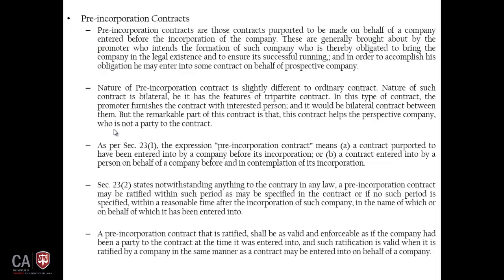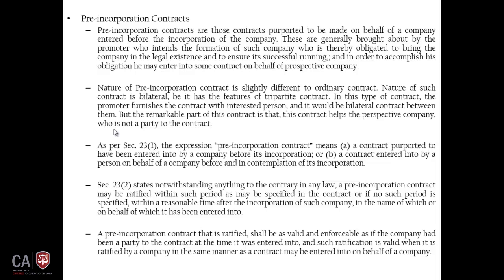Pre-incorporation contracts are those contracts purported to be made on behalf of a company, entered into before the incorporation of the company. These are generally brought about by the promoter who intends the formation of such company, who is thereby obligated to bring the company into legal existence and to ensure its successful running. And in order to accomplish his obligation, he may enter into some contract on behalf of the prospective company.